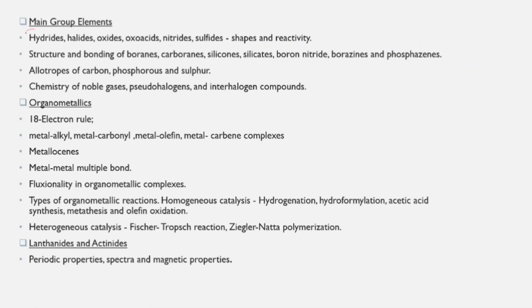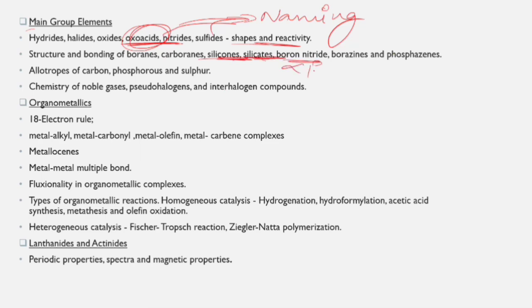Now we'll be discussing the syllabus of main group chemistry. Basically, in main group chemistry, the major topics are oxo acids, shapes and reactivity, and their naming. Naming of oxo acids is very important. Then the structure and bonding of silicones, silicates, boron nitrides (alpha, beta, gamma), and borazine, the benzene equivalent. This is very important because it's equivalent to benzene.